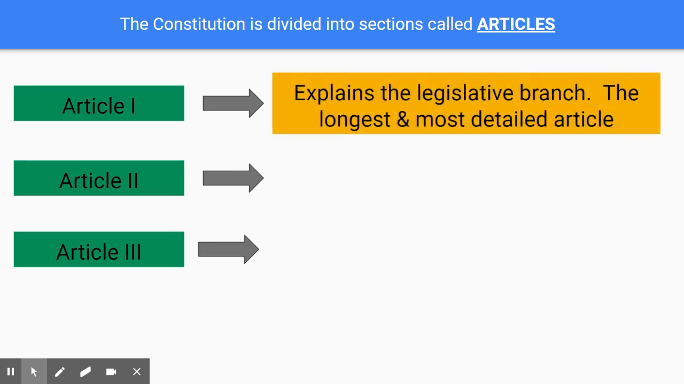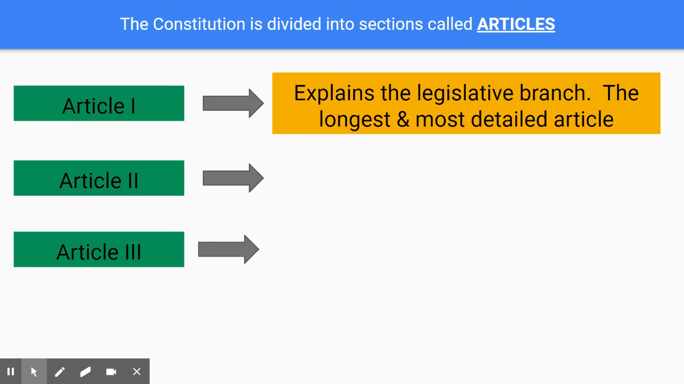For example, Article 1 deals with the legislative branch. It deals with Congress. By far, it is the longest and most detailed of all of the articles. If you count up the number of words in each article, no doubt this would be the longest. That is because the founding fathers viewed Congress as the group most likely to abuse its power, and the biggest threat to the people.